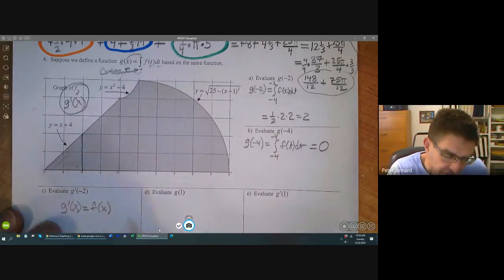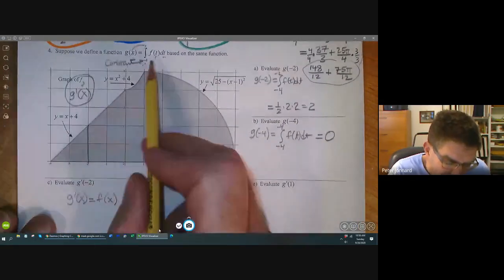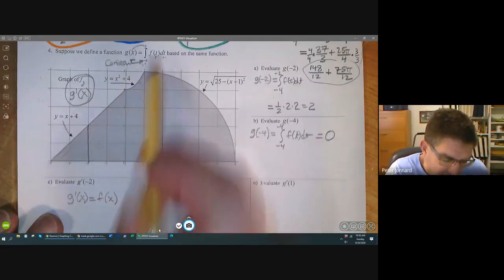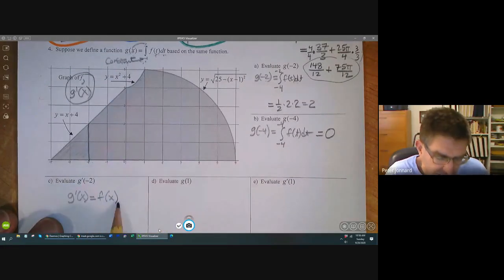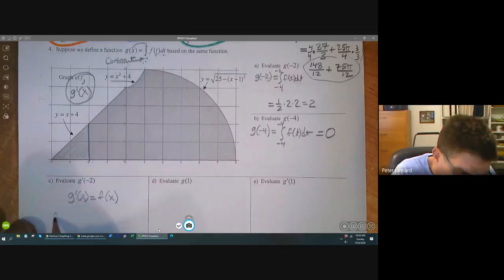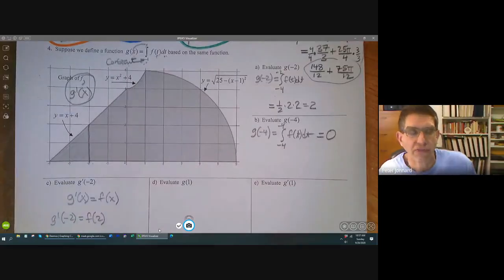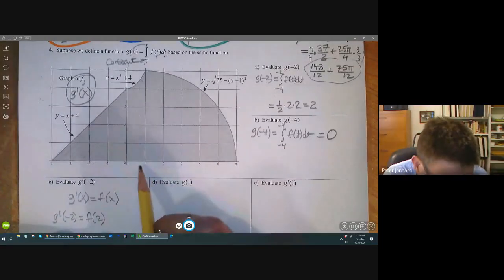But for now, for this problem here, we simply recognize if you integrate a function and then you take its derivative, you're going to be right back where you started. And so g prime of negative 2 is by definition f of negative 2. Well, what's f of negative 2? Well, f of negative 2 is this function.